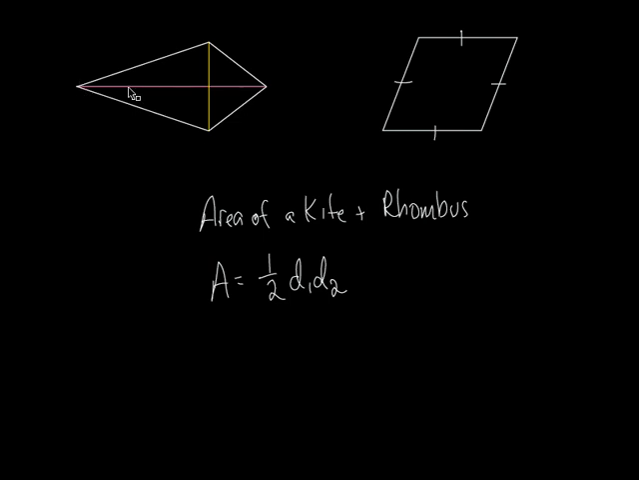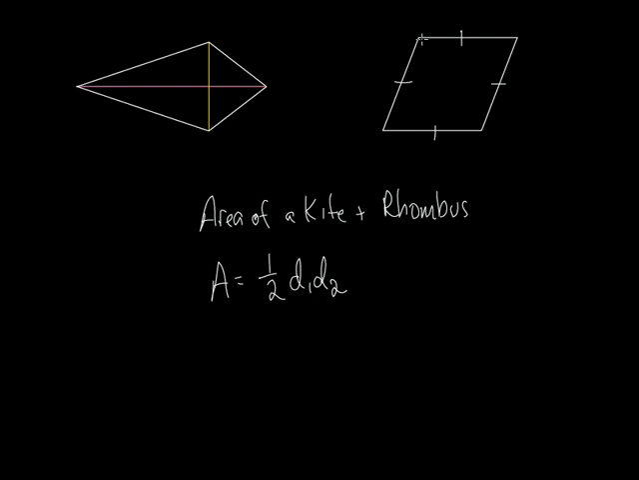So if you know those two lengths, what do you do to those two lengths? Multiply them together. Don't add them. You multiply them together and then take what? Half of it. Okay, divided by 2. You could put it over 2 if you wanted to instead of 1/2 in front. But you take those two and you divide it by 2.